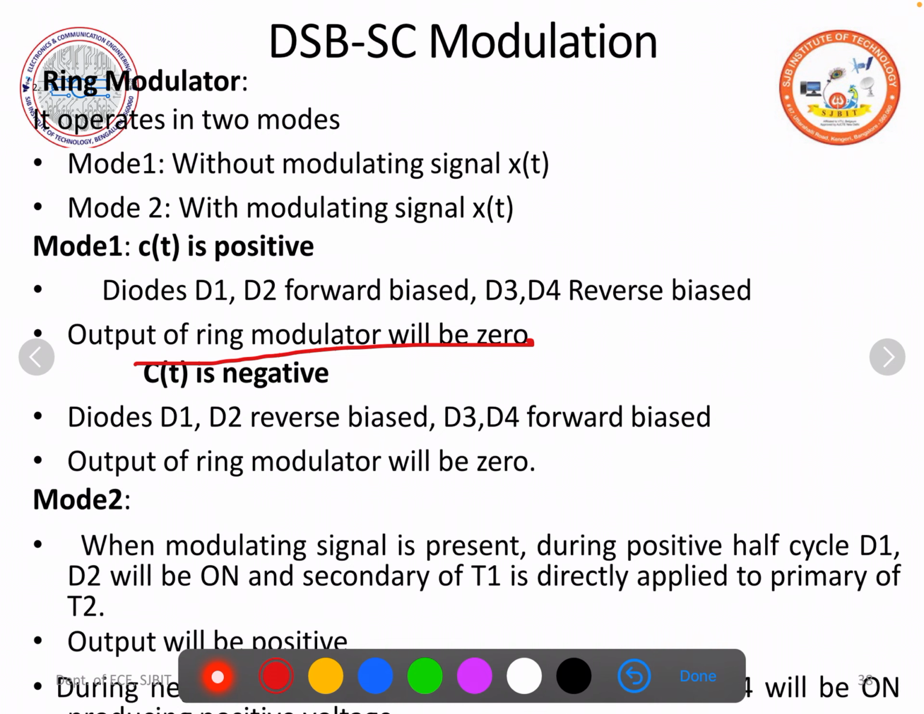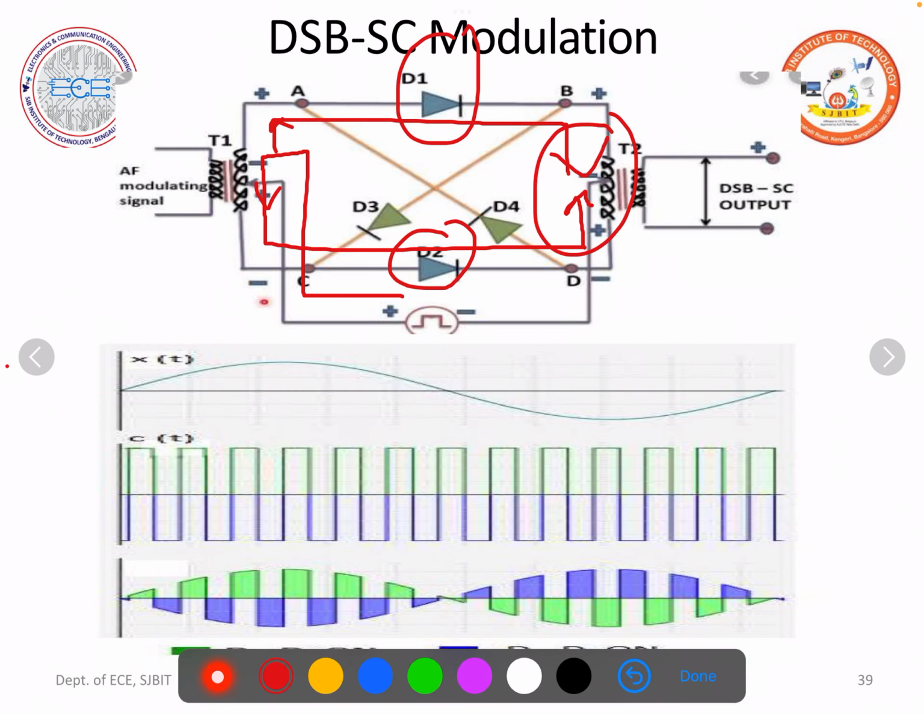In the negative half cycle, D3 and D4 are forward biased. I'll mark it with a blue sketch. The current starts from this point at the negative half cycle, goes on and splits both ways. It comes over here, D4 meets here, and D3 meets here. So in this cycle, D3 and D4 are forward biased, and D1 and D2 are reverse biased.